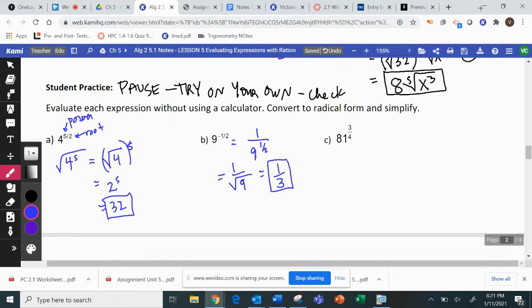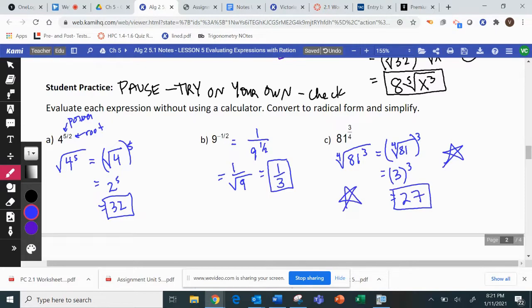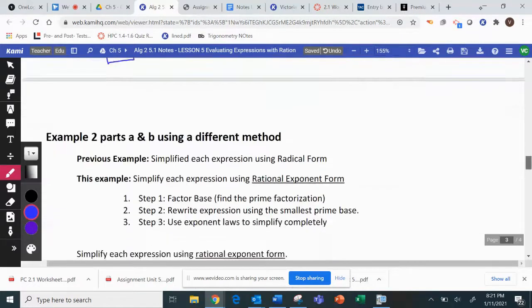And then 81 to the 3/4. Let's see. Power over root, we're going to have 81 to the 3rd, and then the 4th root of that. I can rewrite that as the 4th root of 81 cubed. And the 4th root of 81 is 3, to the 3rd, which is 27. Now, I have a different method of doing this one, which is coming up, which I think is even easier, but you get to use which method you want to do.